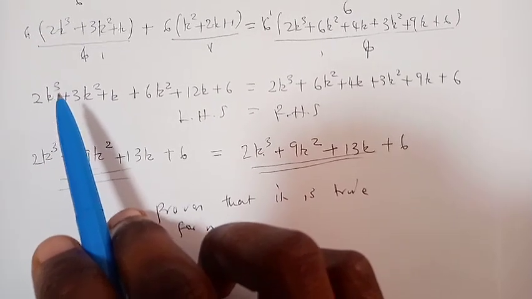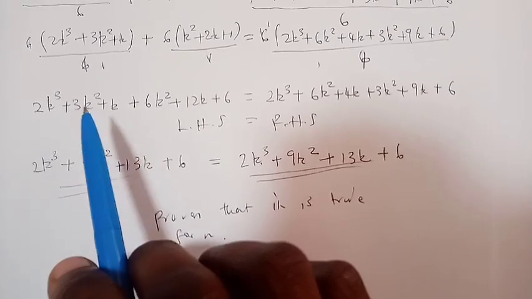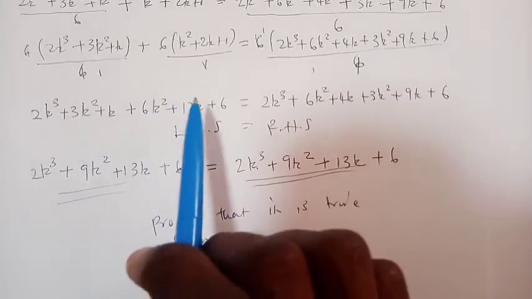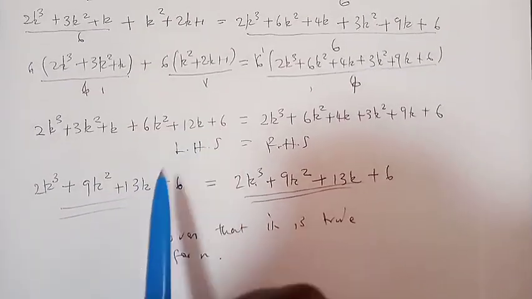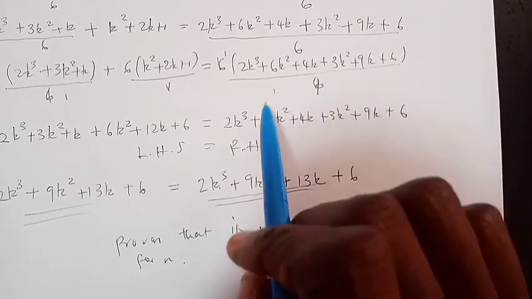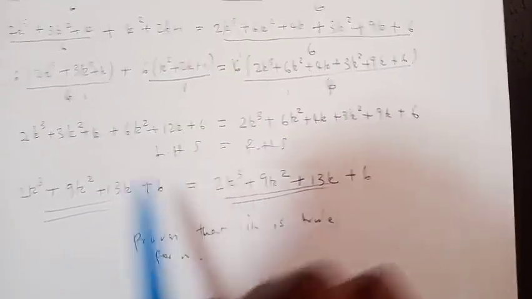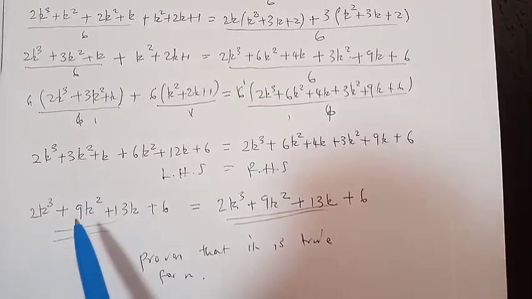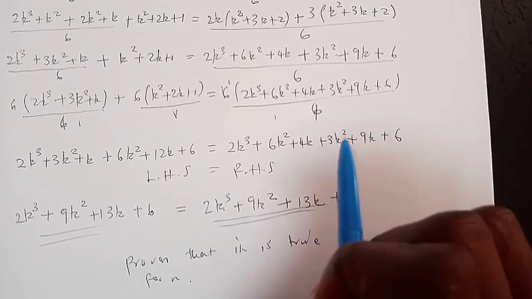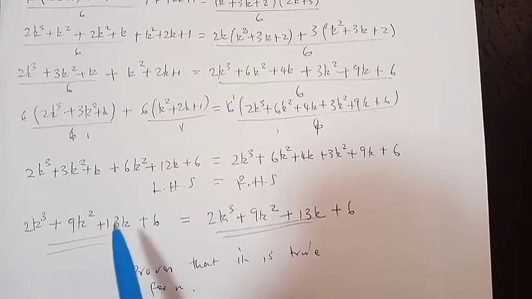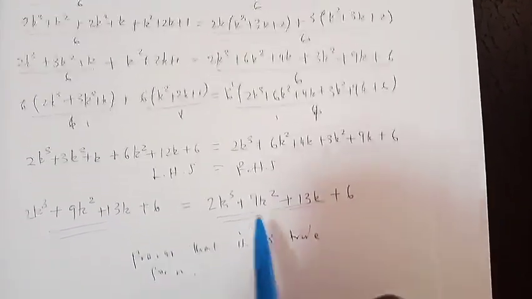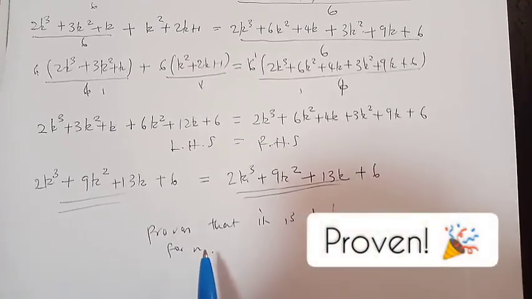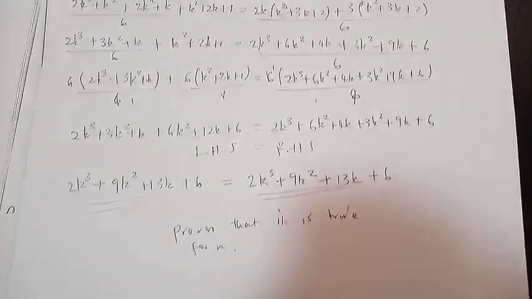So we take this 2k cubed and we write it down, and then we add this 3k squared plus 6k squared, and we get 9k squared. We add this k plus 12k, we get 13k, and we add this 6 over here. We skip on to the other side of the equal sign. We add this 2k cubed, and it's the same as the 2k cubed we have over here. And then we add this 6k squared plus 3k squared, we get 9k squared, which is the same as this 9k squared over here. And then we add this 4k plus 9k, we get 13k, which is the same as this 13k here. And then we also add this 6. So this right hand side is now equal to this left hand side. So we have proven that it is true for n equals k plus 1. So it satisfies the question, and we scoop all the marks.